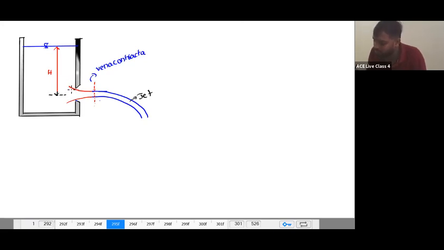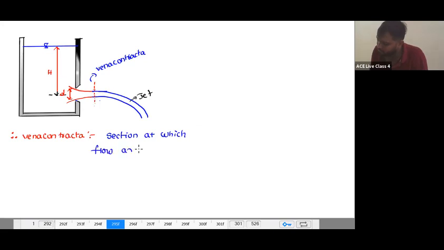This is nothing but the diameter. Here, this is going to be the diameter D. And here, this is the vena contracta. Now, what is vena contracta? Vena contracta is a section at which the flow area is a minimum.